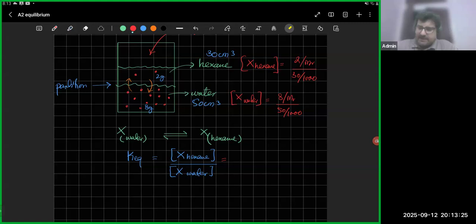But anyways, I'm going to plug these values over here. So it's 2 grams divided by Mr, the hexane, and then divided by 30 divided by 1000.